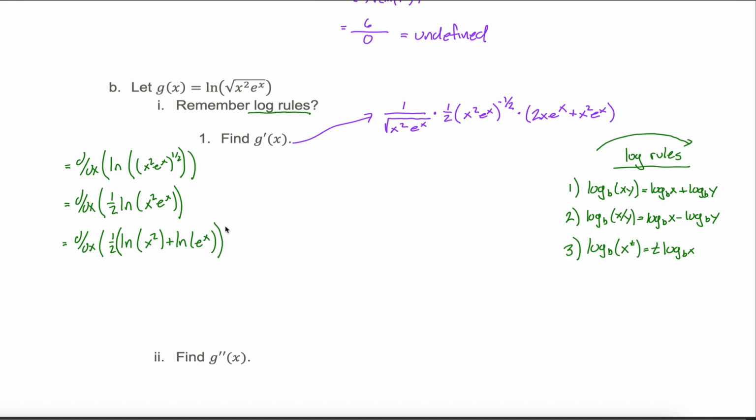I need parentheses there, and then another set to close my derivative. And maybe you're like, cool, I got it from here. These are easy derivatives to take. Well, yes, but we don't need to be done. We can go even further. We have two different logs now.